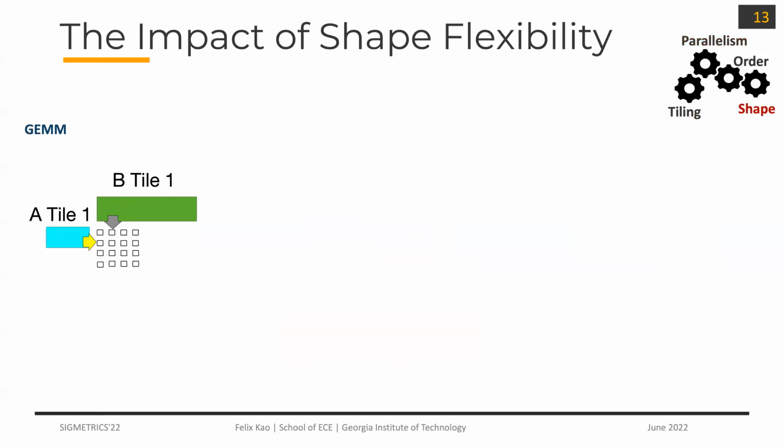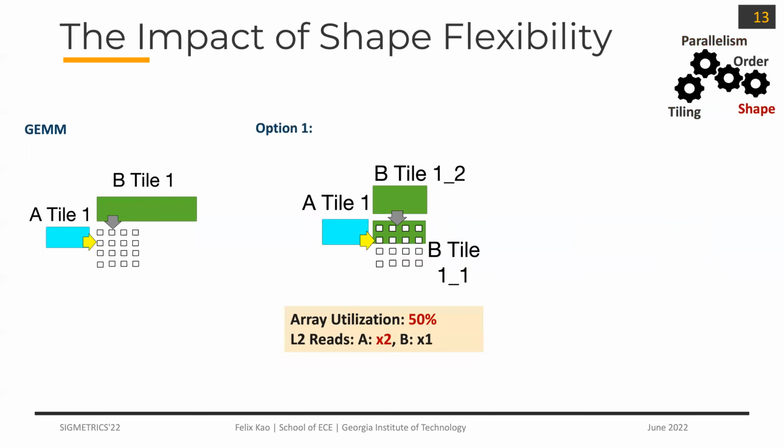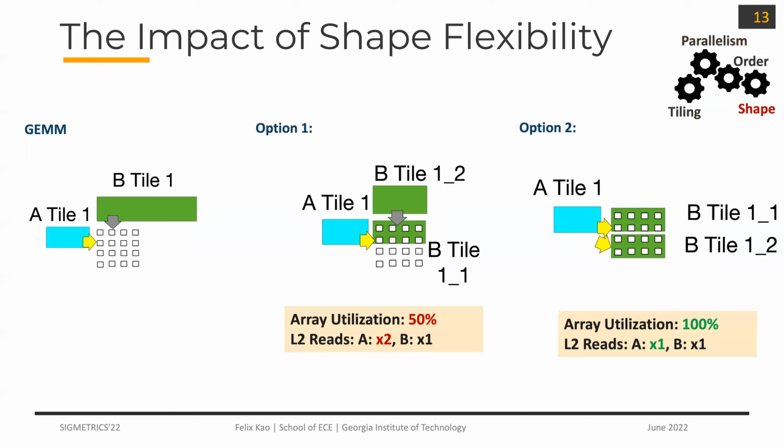For logical mapping shape, in option 1, A is read and streaming twice. Then PE utilization is 50%. In option 2, if we can support a more flexible logical mapping shape, which is also 2-level tiling in our example, we fetch the second half of B to the lower half of the PE array. Then we could read A only once and multicast, and PE is 100% utilized.